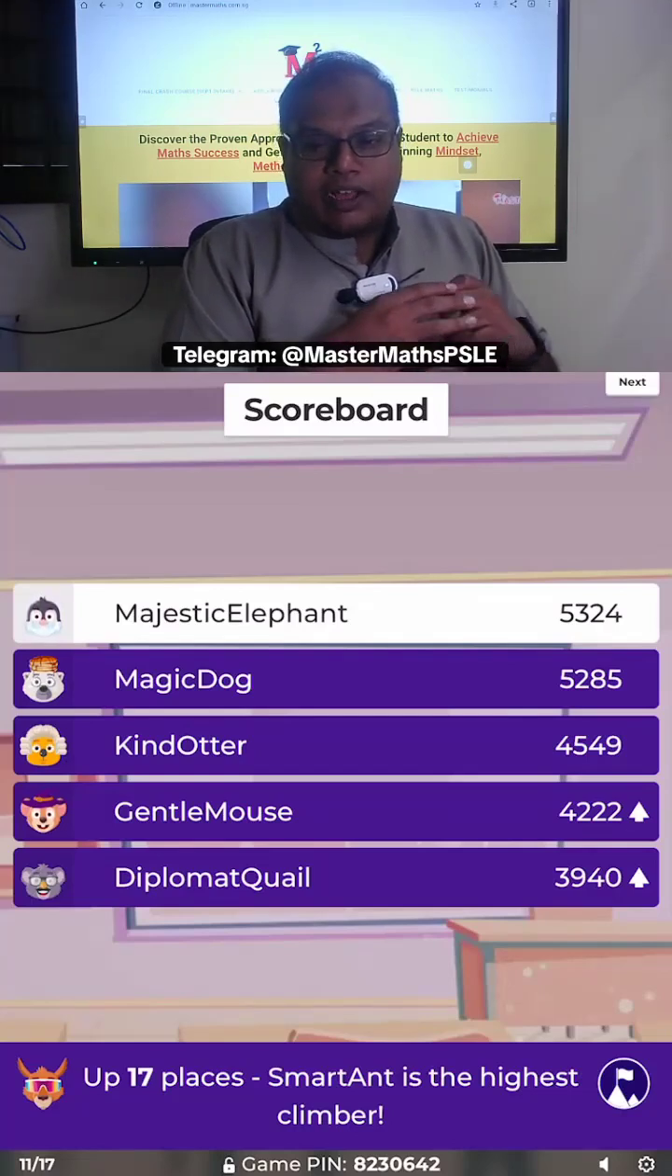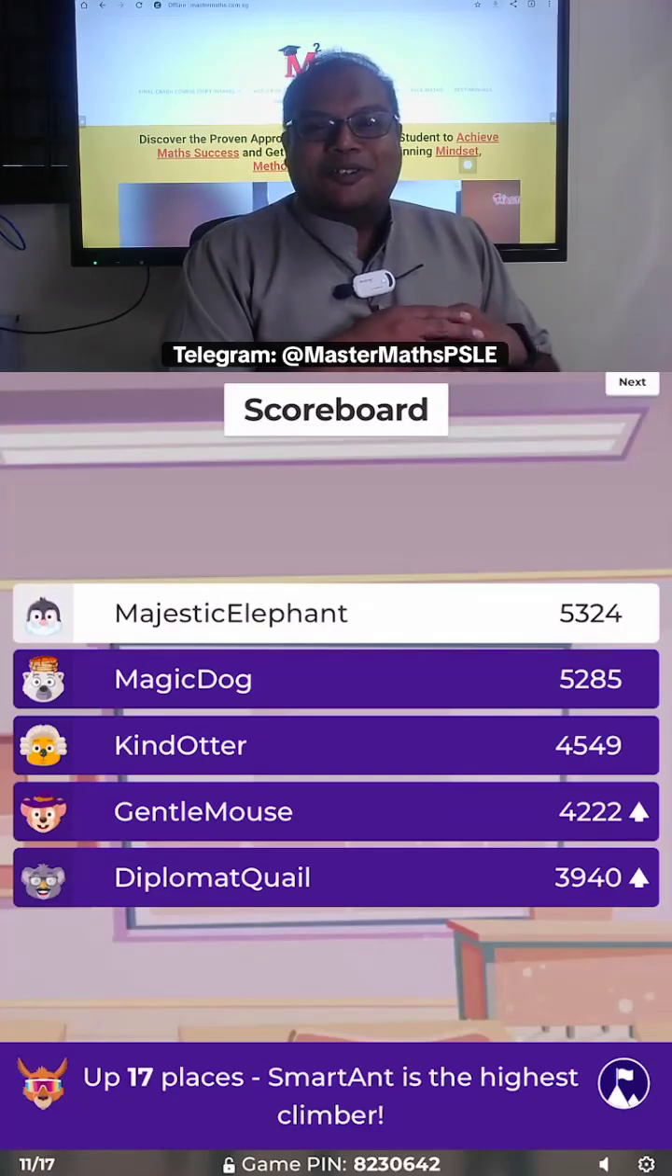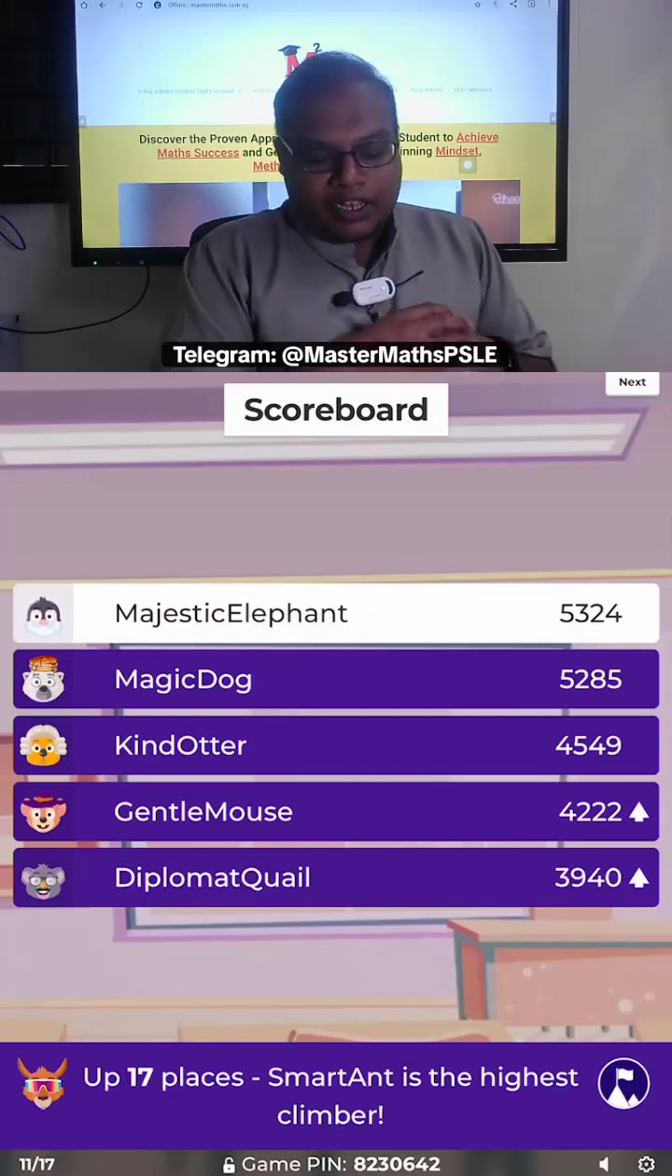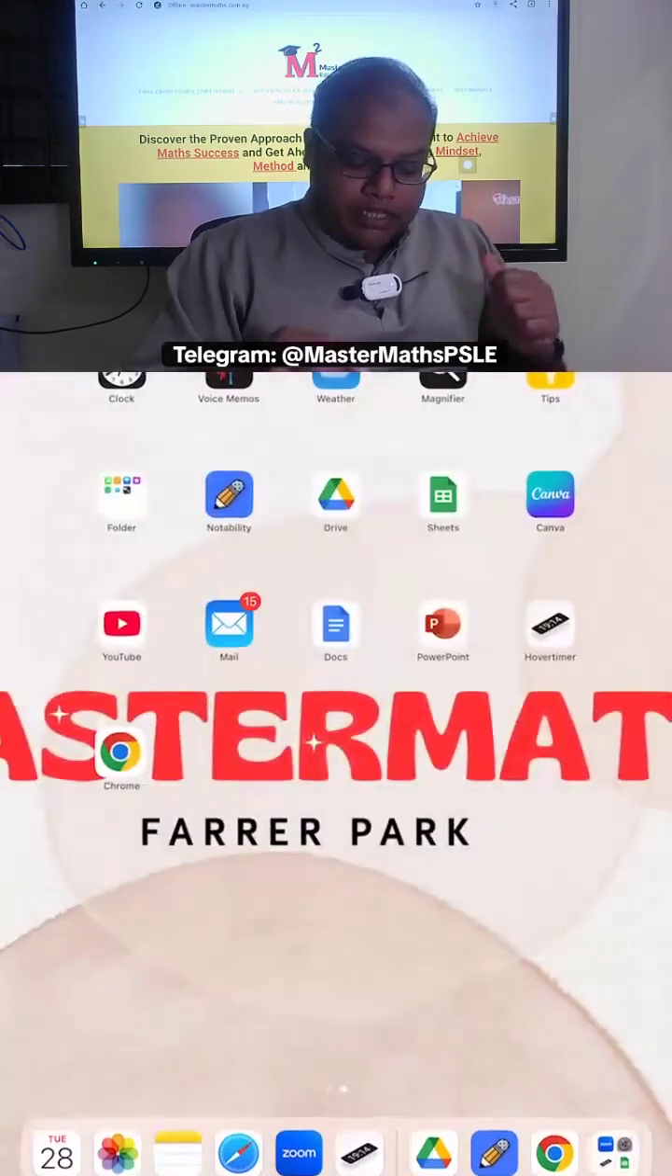So magic dog forgot to use magic. Yeah, I think so. But don't use magic to cheat here lah. Give chances to the rest also lah. The rest got no magic power. So you still got chance. Come, let's take a look at the solution.